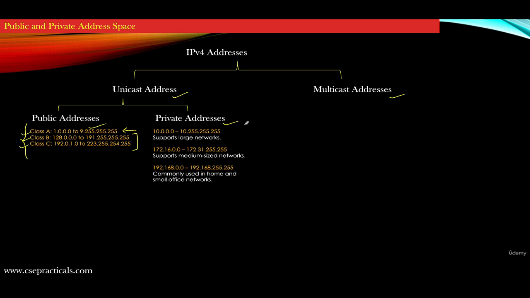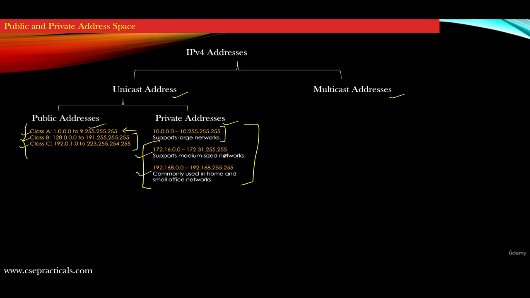Private address space is further categorized into three categories. The range of IP addresses from 10.0.0.0 to 10.255.255.255 are the set of IPv4 addresses that are reserved to be used for large private networks. Similarly, the other two ranges of IPv4 addresses that fall under private address space are the 172 series IPv4 addresses and the 192 series IPv4 addresses.